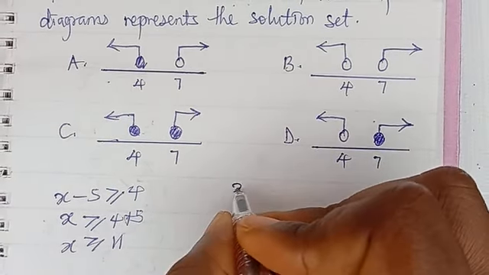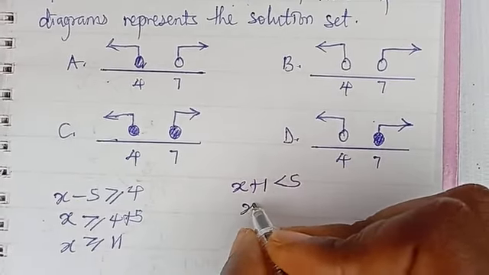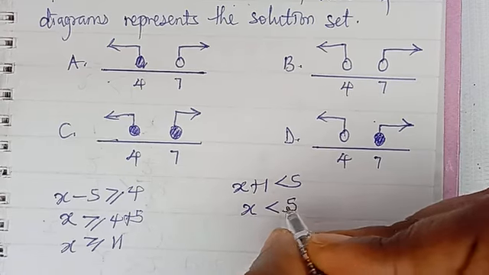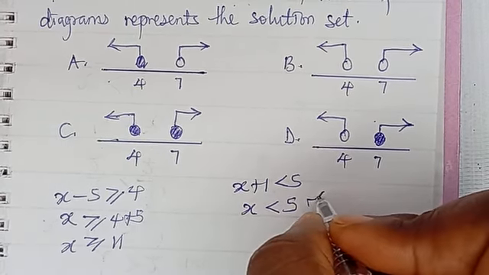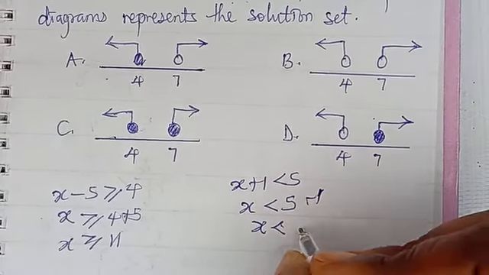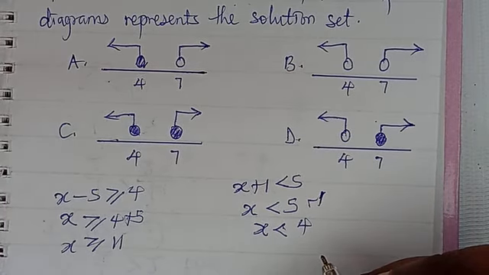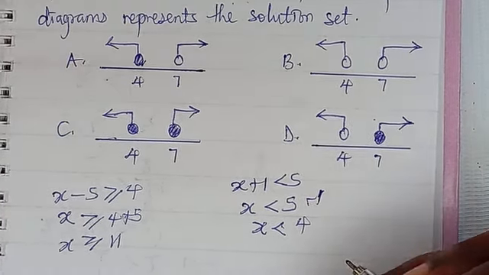Then on the other hand, we have x plus 1 less than 5. We have x here, we have the less than, we have 5 already here. Plus 1 goes over to be a minus 1. We have that x is less than 5 minus 1, which is 4. Okay, so we can as well draw on our own so we can see.